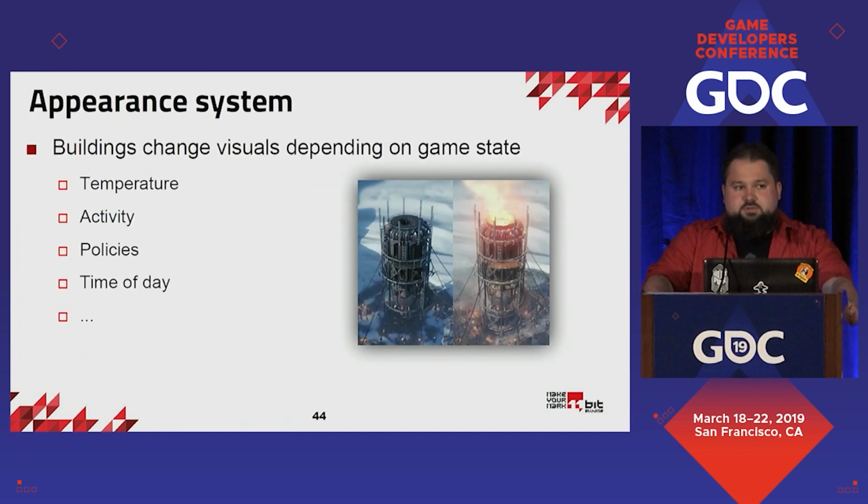For example, when the temperature is low, below 0 degrees Celsius, the buildings should be covered in snow. But when the temperature is higher, the snow should disappear. When the building is active, there should be an animation that indicates the activity in that building. When it's not active, maybe a prompt for the player that the building is not working and he should do something about that. And so on. At night, the lights in the buildings should be on. During the day, they should be off.